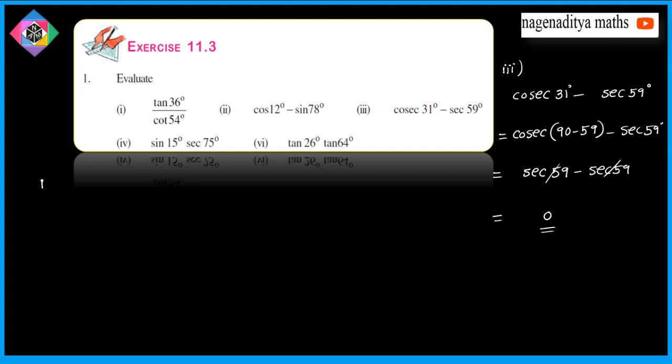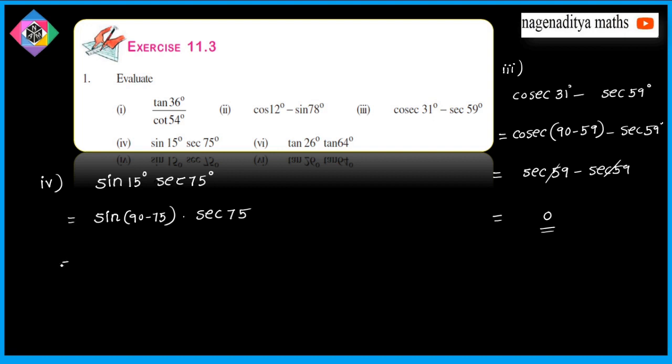So fourth problem: sine 15 degrees multiplied by secant 75 degrees. So sine 15 degrees here and secant 75 degrees here. I am going to write sine 15 degrees as sine of 90 minus 75. So 90 minus 75 is 15, and here secant 75. We have to change one of these two, not both.